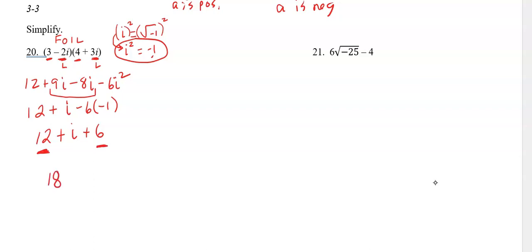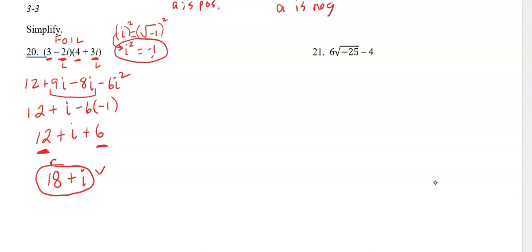So a complex number is always written in this way. It has two parts. It has a real number part, which is in this case 18, and then of course it has the imaginary part, which is pretty obvious. But it is important that you put the real number first when you write the complex number. So there's my answer for number 20.